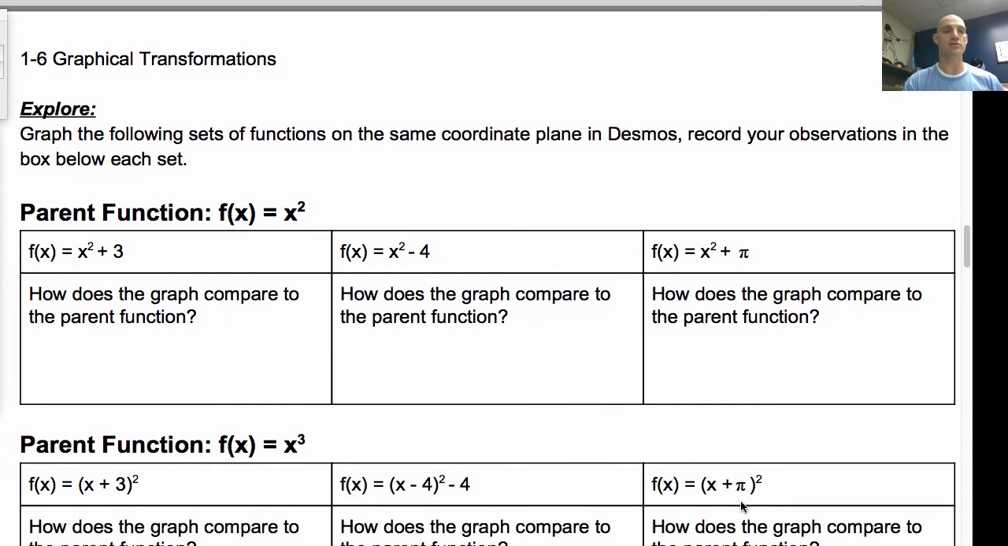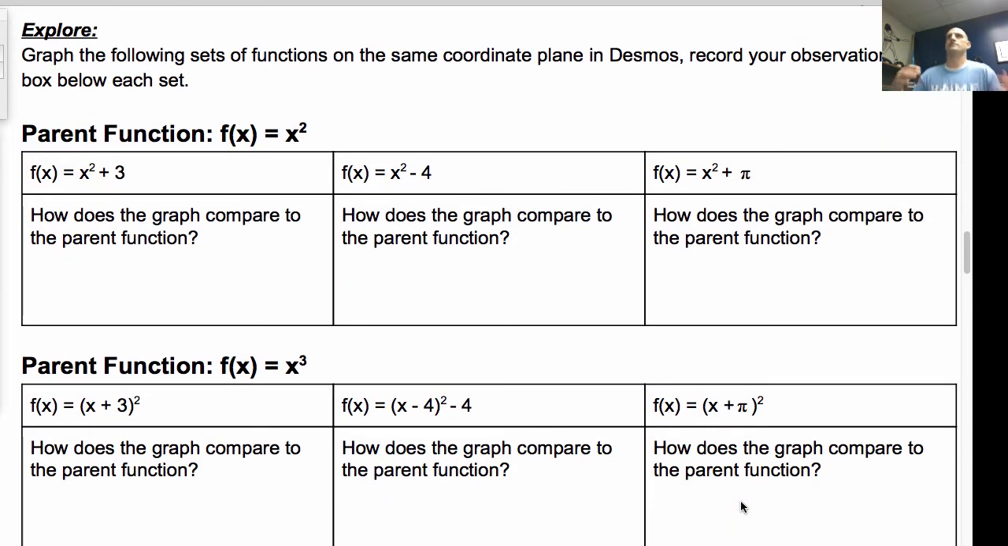And so now that we have those 12 basics, just take a look at this for a second. We're going to start talking about exactly what it means to translate these things. We can move them up, we can move them down, left, right, stretch them, shrink them, those sorts of things. When we consider the parent function x squared, we're looking at one that looks like this. When I look at x squared plus 3, this is the same function, just up 3. If I was going to do x squared minus 4, this is the same function, just down 4.